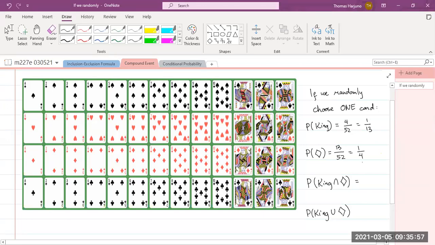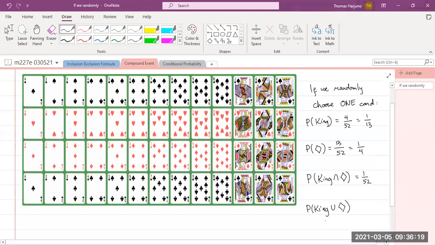Probability of the intersection of king and diamond. Or we can simply say this is the probability of getting the king of diamonds. There's only one such card, so the probability will be 1 out of 52. Now then, how about the probability of the union? Either a king or a diamond.